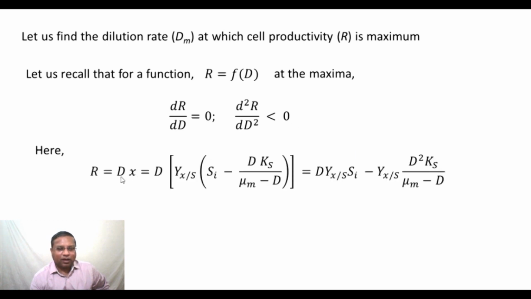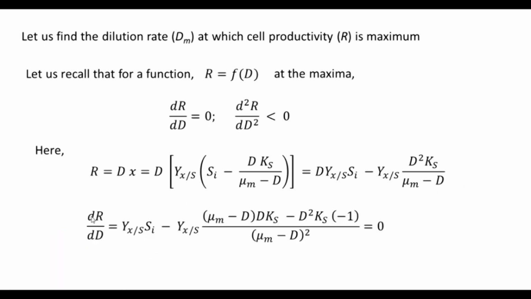Here R is nothing but DX, which can be written in terms of the other variables as D times Yxs, the yield, times the substrate concentration, therefore Yxs times Si minus D Ks by mu m minus D. If we expand, we will get D times Yxs times Si, first term, minus Yxs D squared Ks by mu m minus D, and therefore dR/dD, the derivative of R with respect to D, would be like this.